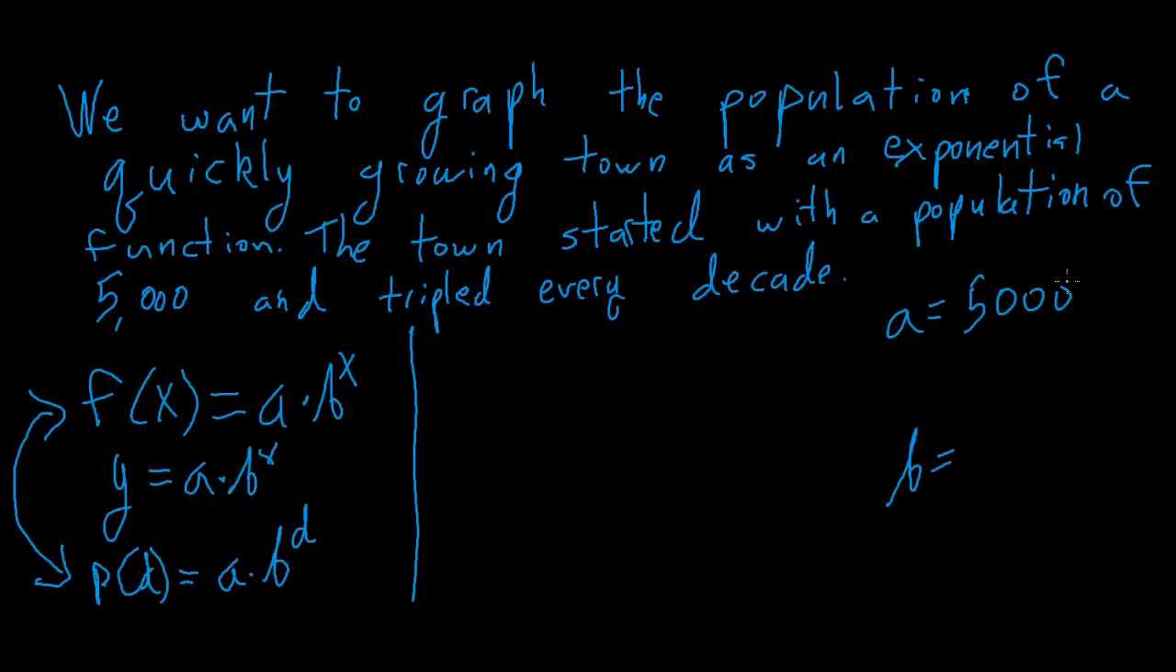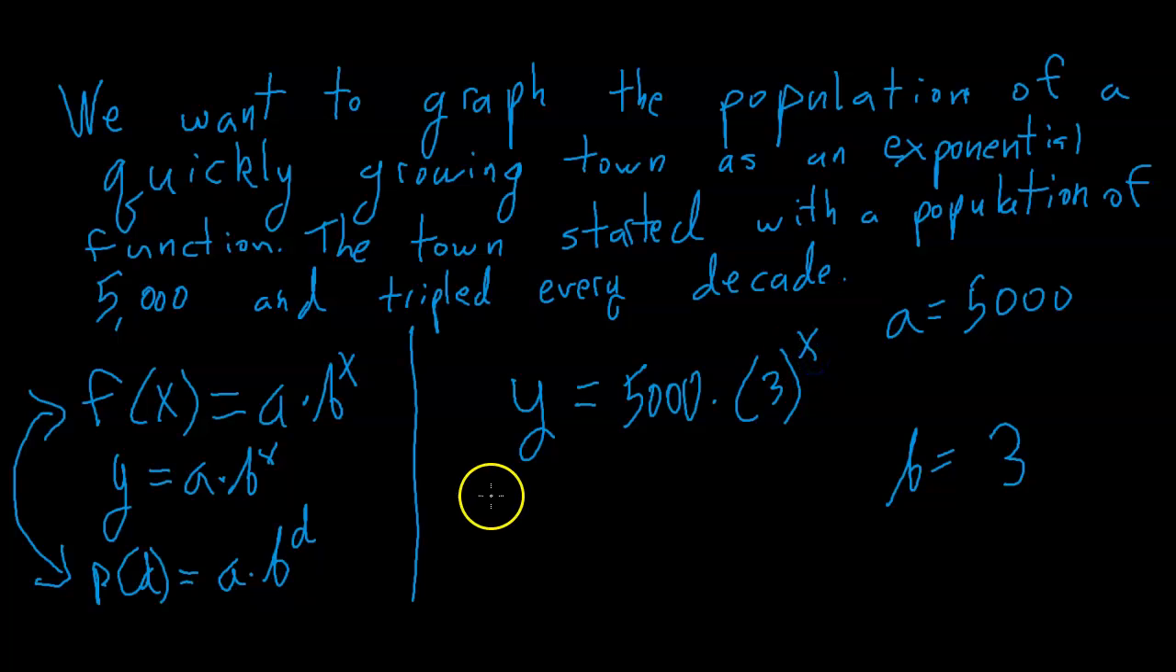And if we're told that the population of a town triples every decade, it increases by a factor of 3, that means the common ratio is positive 3, because after each decade we would be multiplying the population by 3. So the ratio in this case is positive 3. All right, so now we have everything we need to construct our formula for this function. We know that y is equal to positive 5,000 times positive 3 to the x power, right?